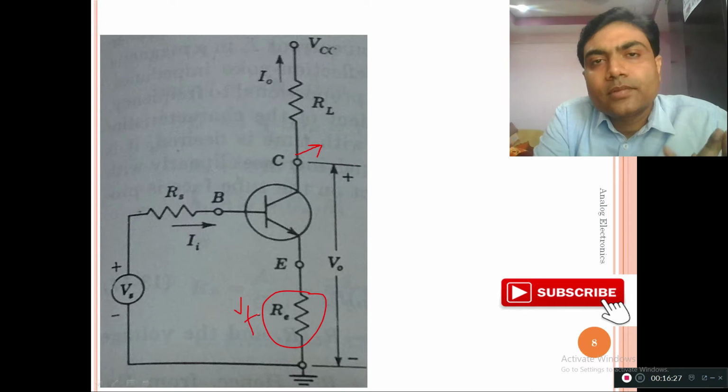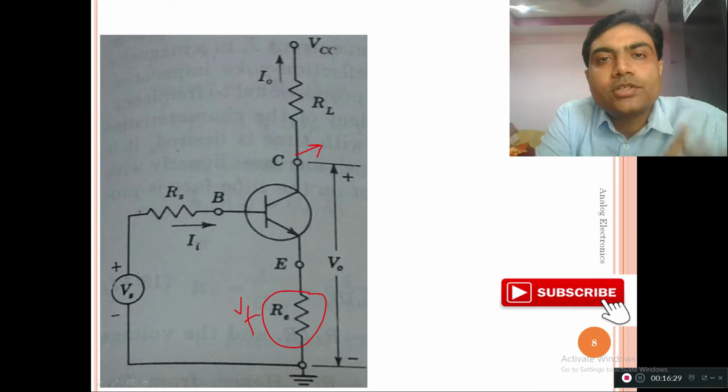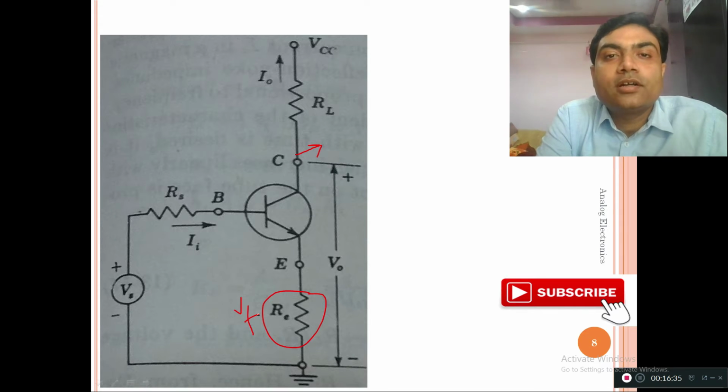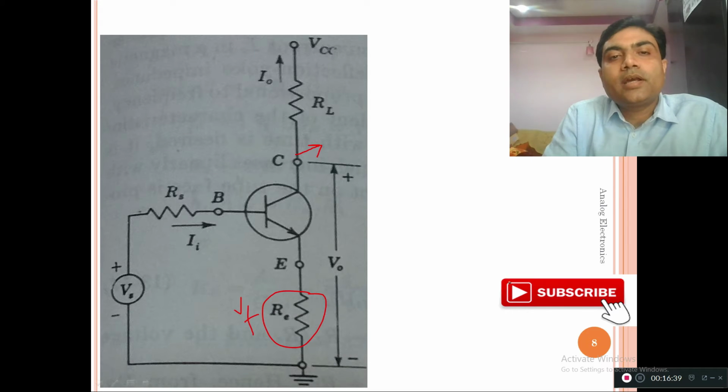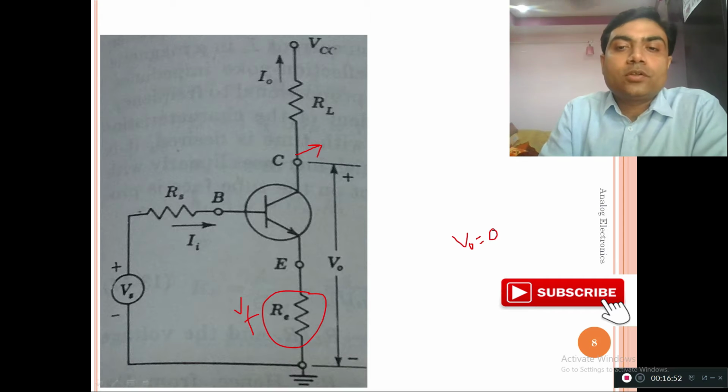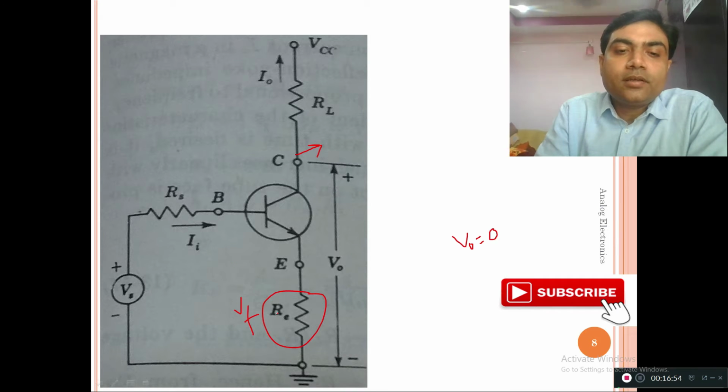But again, we have to be sure about which kind of circuitry this is, whether it is current shunt, voltage series, or current series. As I've already told you, just by looking at the question you cannot determine that. So what will we do again? We will make VO equal to 0 to see what kind of circuitry this is.